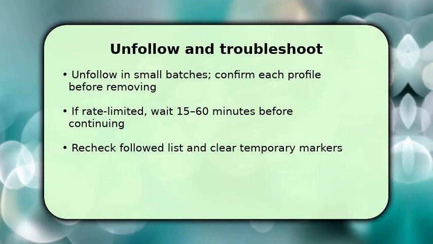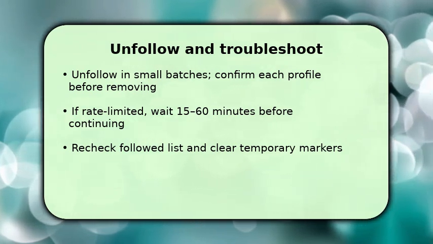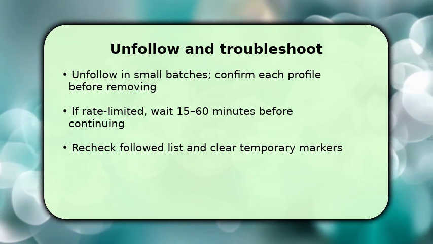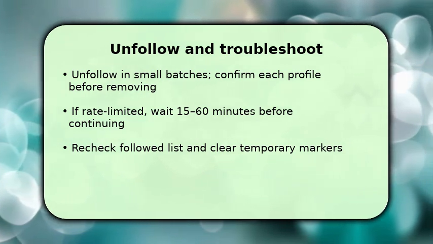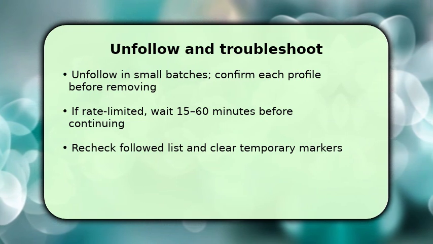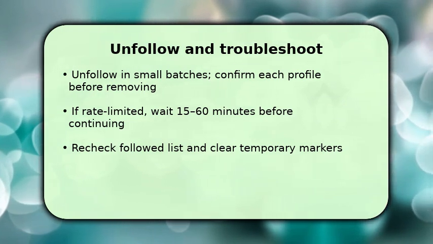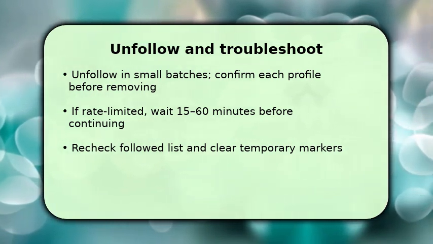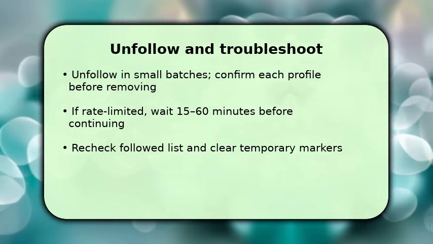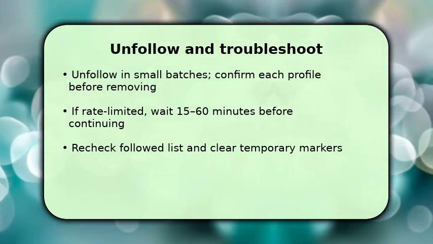If Twitter blocks actions or shows rate limits, pause for 15 to 60 minutes and retry, clear app cache, or re-authenticate if the issue persists. Finally, remove temporary list markers and review your timeline for the expected declutter. This validates the cleanup and restores normal feed behavior.